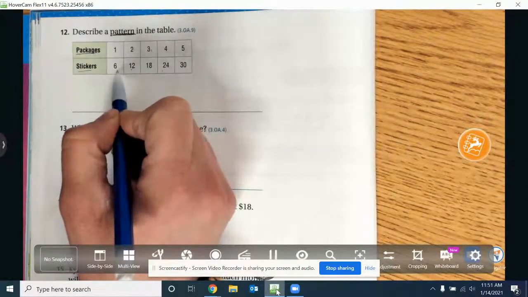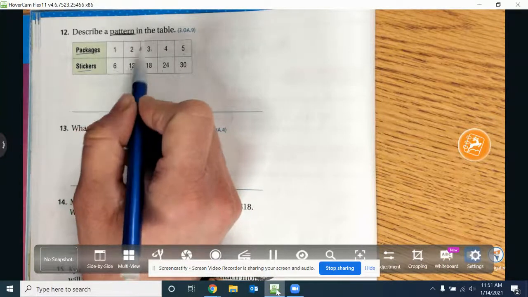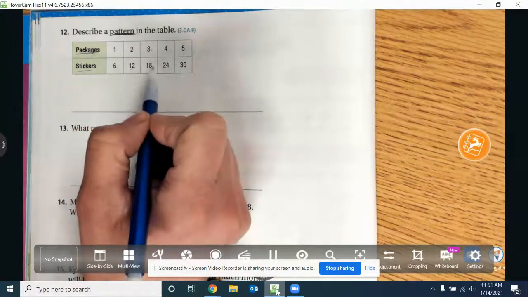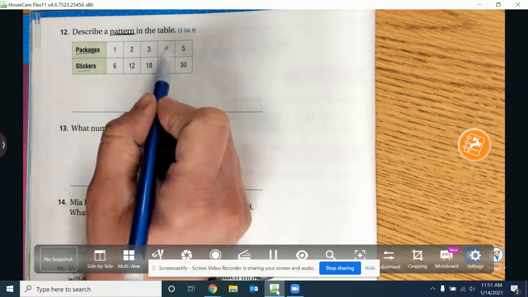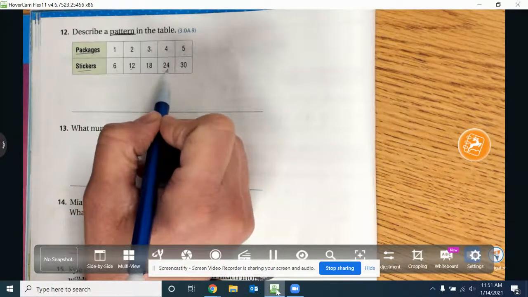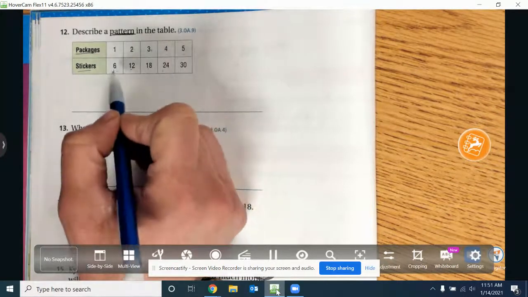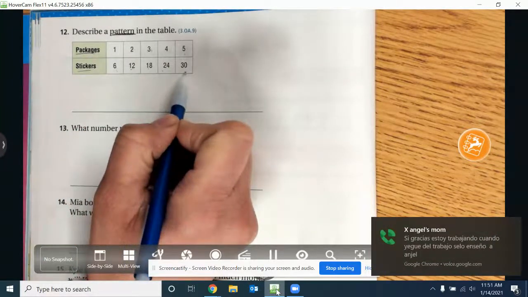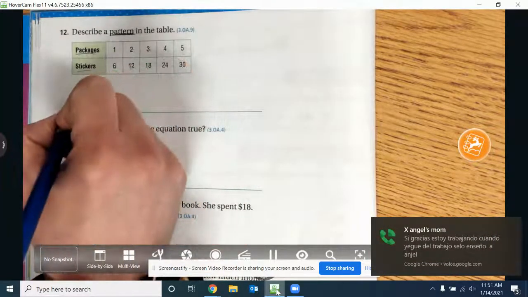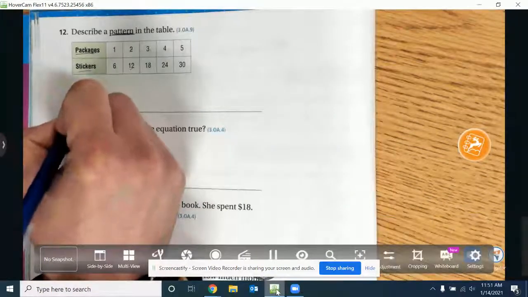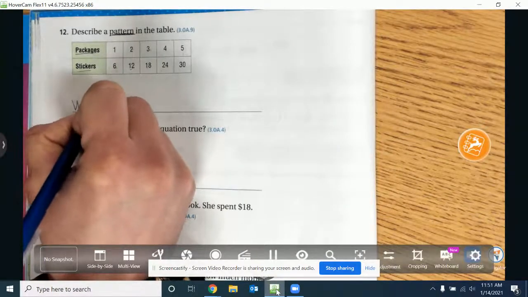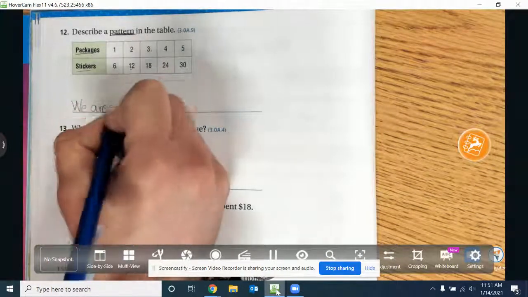2 times 6 equals 12. 3 times 6 equals 18. 4 times 6 equals 24. 5 times 6 equals 30. So the pattern is we are multiplying.